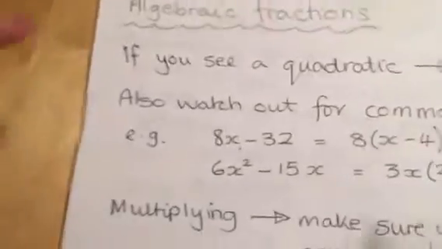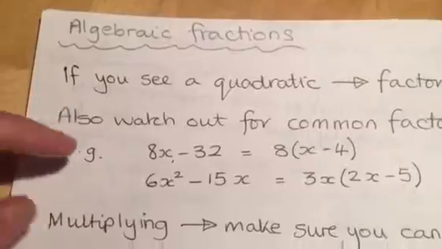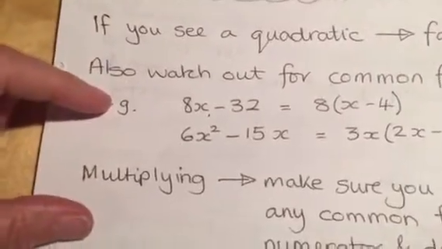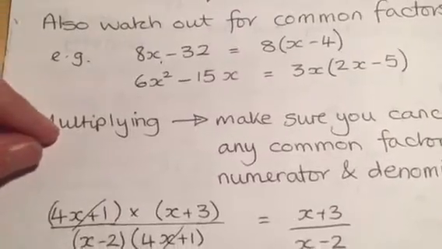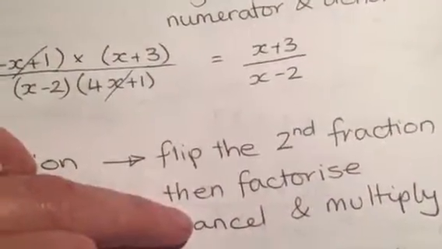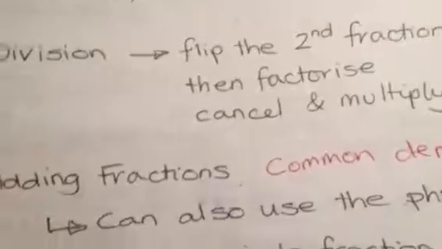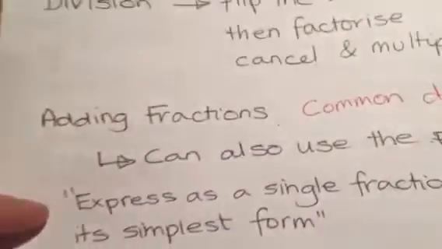So the key learning that you need for algebraic fractions. Algebraic fractions, always remember to factorise. Look out for common factors. If you're multiplying, always cancel first to make the numerator and denominator easier. If you're dividing, remember to flip the second fraction. Adding fractions, you need to look for a common denominator. Don't forget the phrase express as a single fraction.